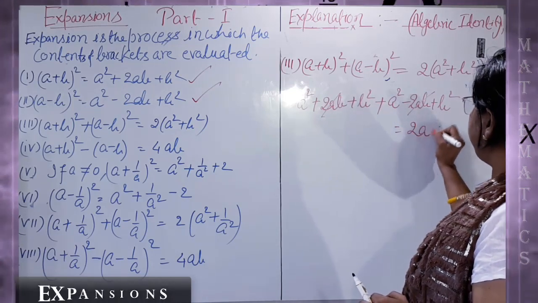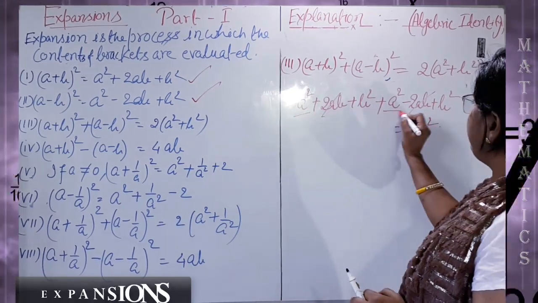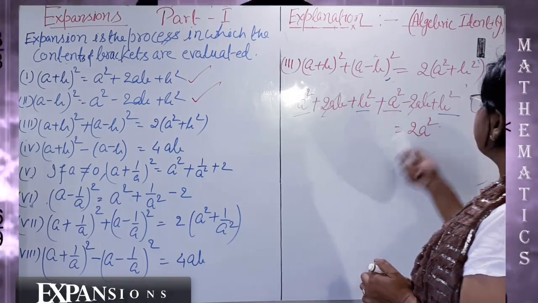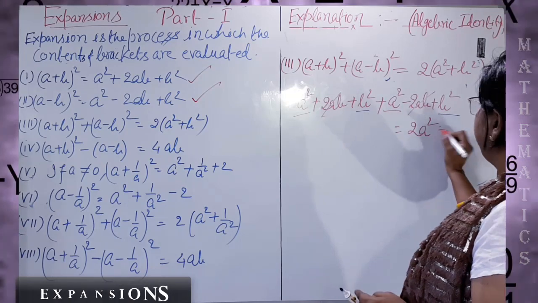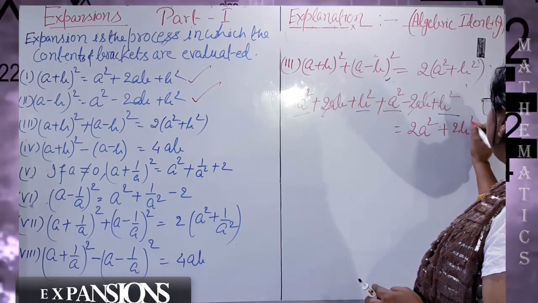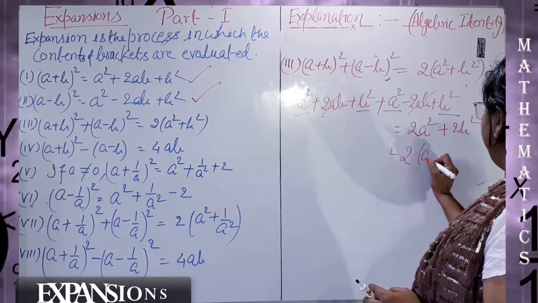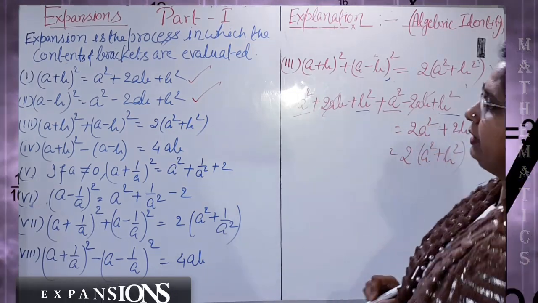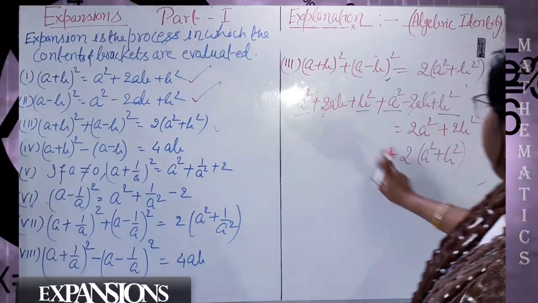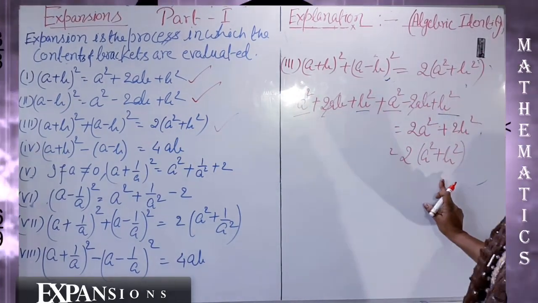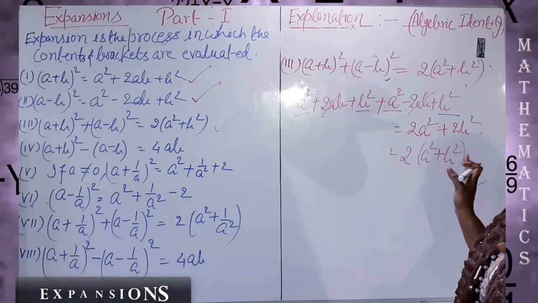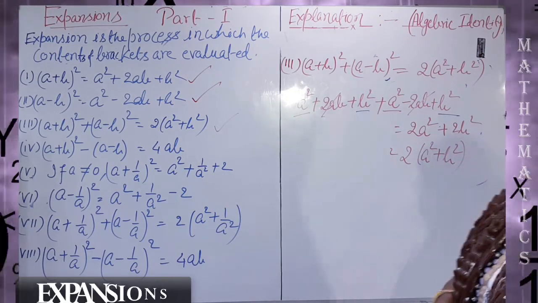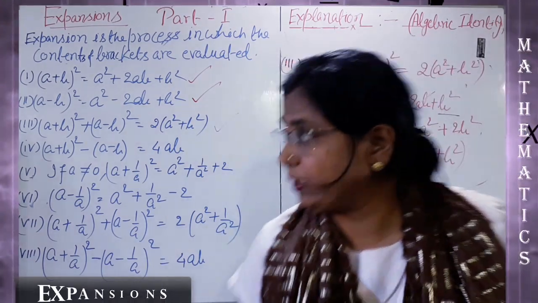Now we can see 2a square and 2b square, so this is plus 2b square. Now 2 is common, and a square plus b square. The third number is proved. This algebraic identity is true for all values, so it is the third algebraic identity. Now I am going to explain the fourth number.